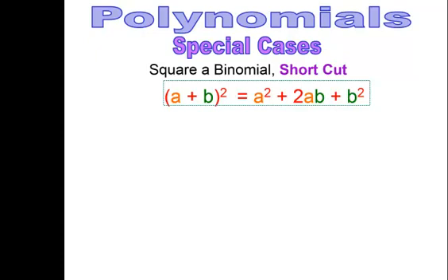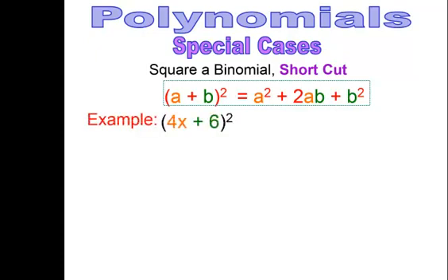And then the middle term will always be the two terms inside the binomial, inside the parentheses, multiplied together. So you have a times b, and then you have to double it. So that's where the 2 comes from. So your middle term will always be 2 times a times b, whatever's inside the parentheses. And the last term will always be the last term squared. And in this case, b, so it would be b squared.